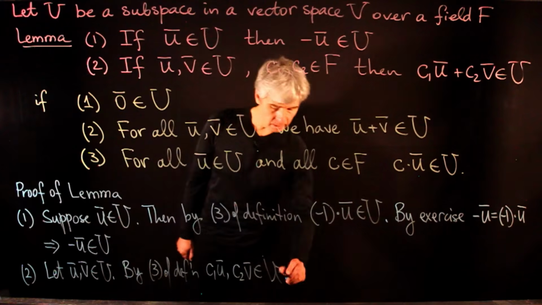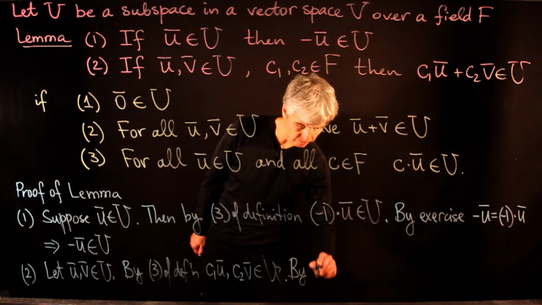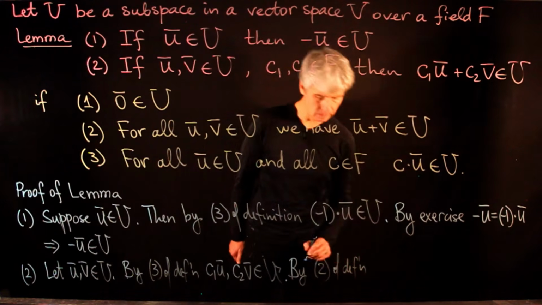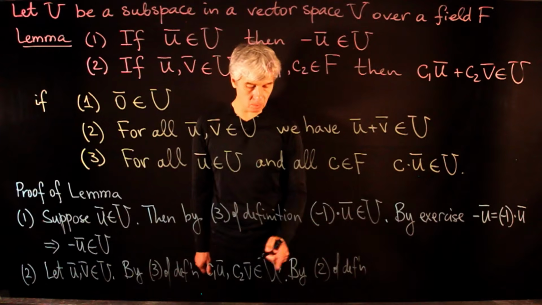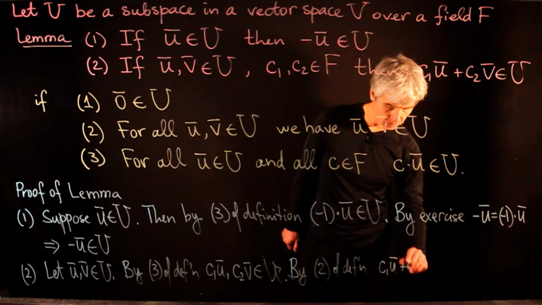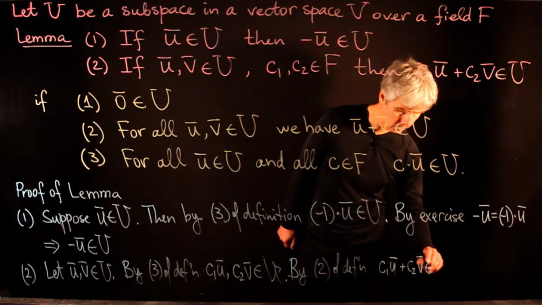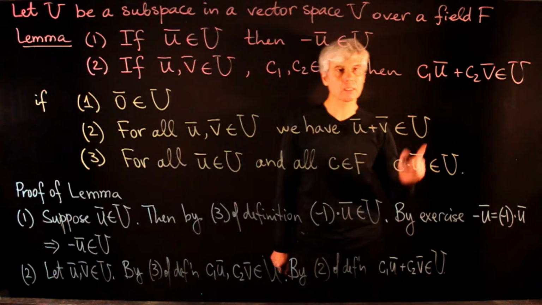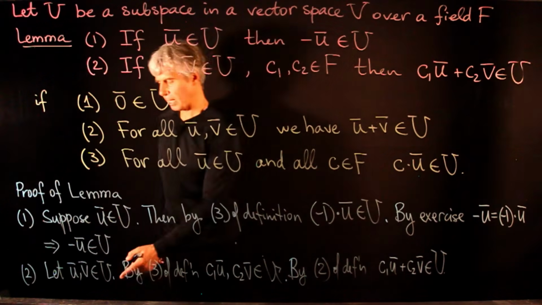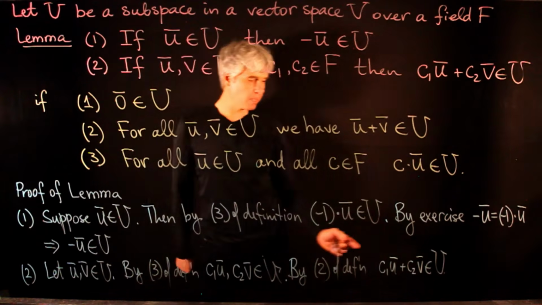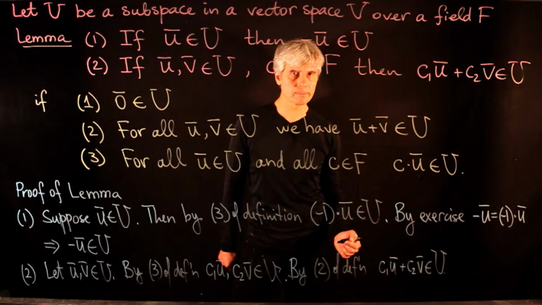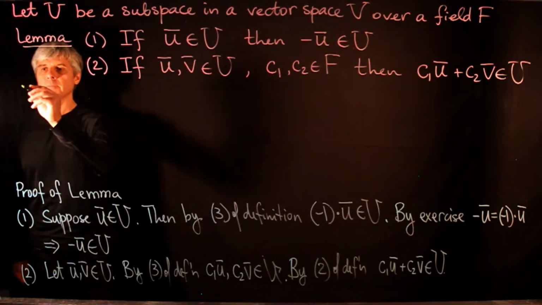But then, by property 2 of the definition, their sum is also going to be in U. So we have C1U plus C2V is in U. And that's what we need to show here. So what we obtain is that if we have 2 vectors in the subspace, then their linear combinations are also going to be in the subspace.